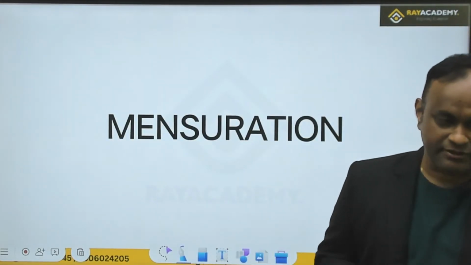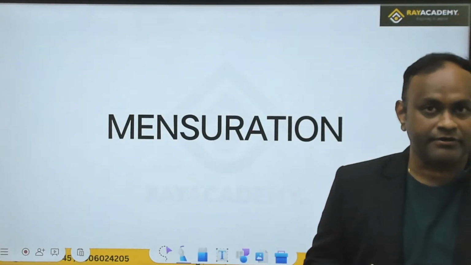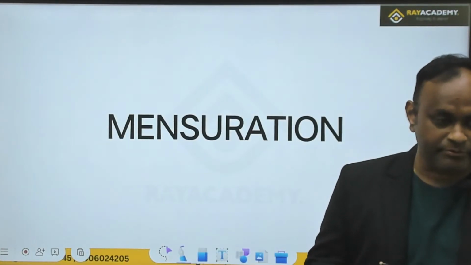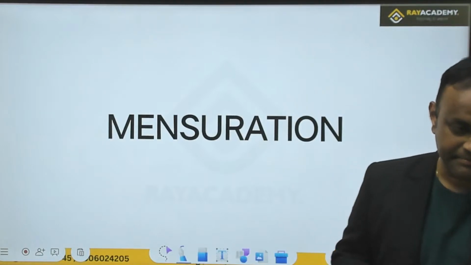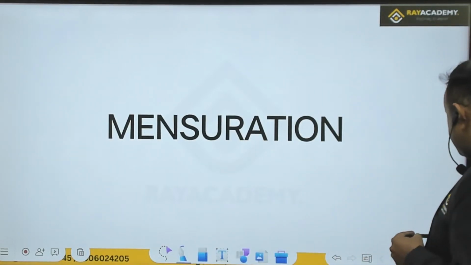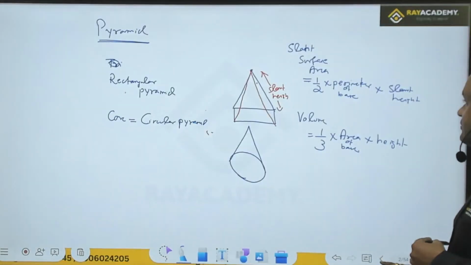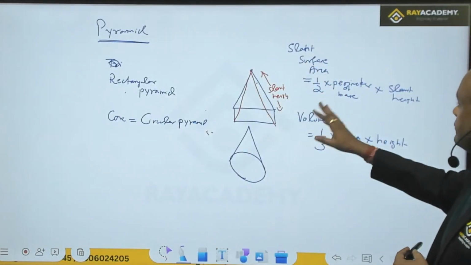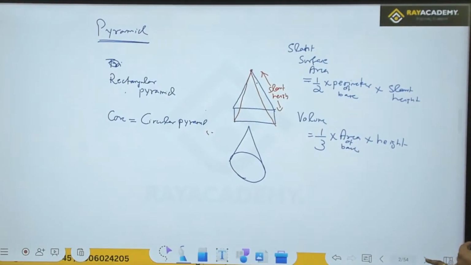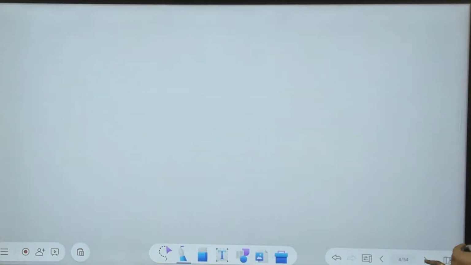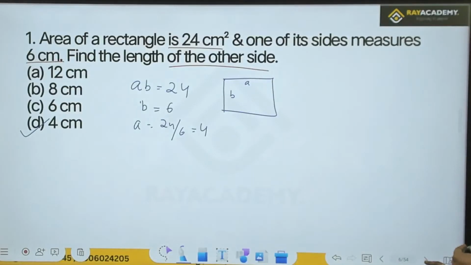So right now we were solving a few questions. Still, if you have any doubt regarding any formula, any theory, you can ask. Okay. So let me show you, this is the theory we discussed in last class. Pyramid or formula thila. Okay. Then we solved around 10 questions.